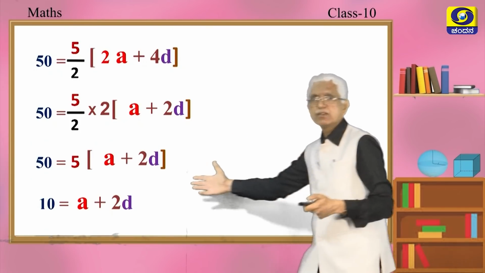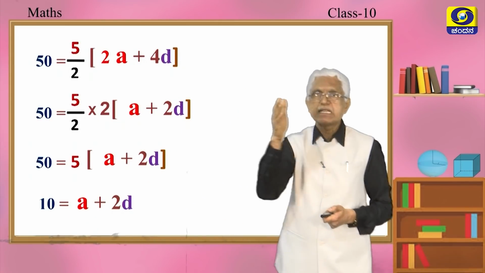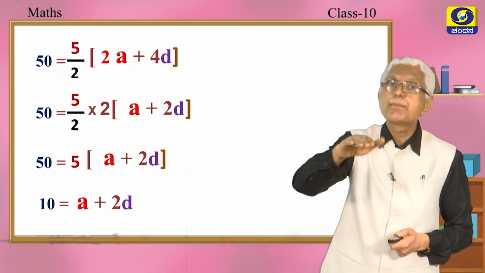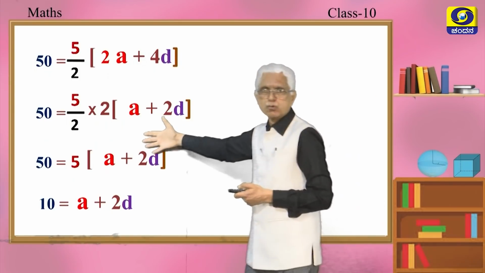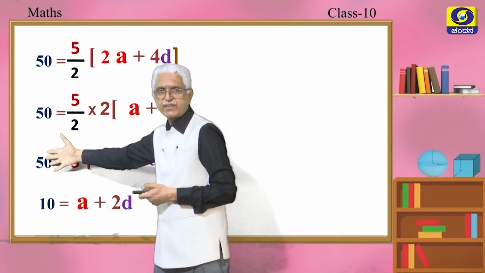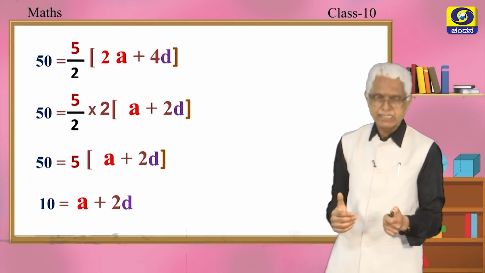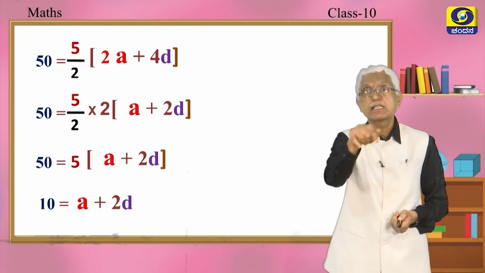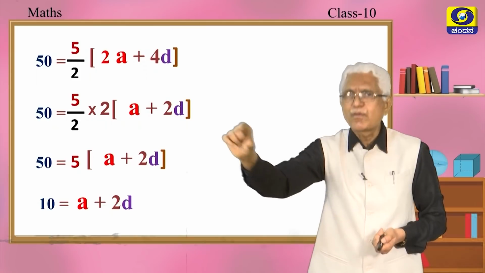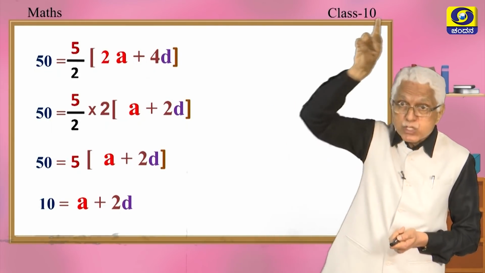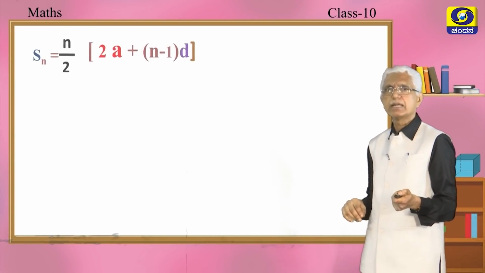Correct. 5 tens are 50, 5 ones are 5. So it is 10 is equal to a plus 2d, or you can also say a plus 2d is equal to 50 divided by 5. 50 by 5 is 10. So 10 is equal to a plus 2d. See how they got the formula here. They got this equation 10 is equal to a plus 2d using the formula, right. Okay. Call this as equation number 1.